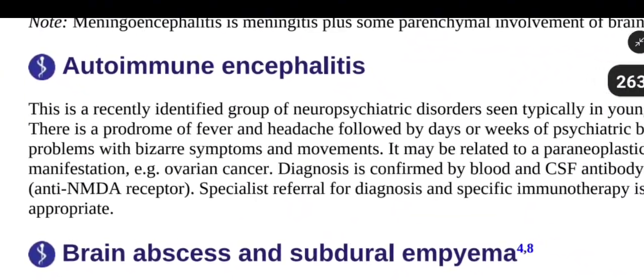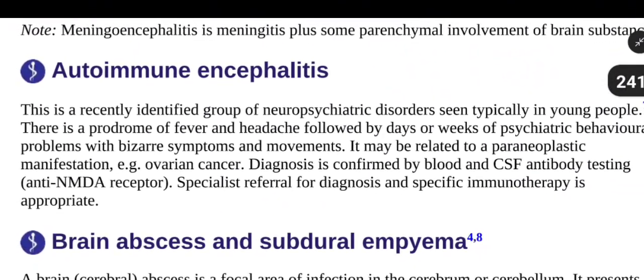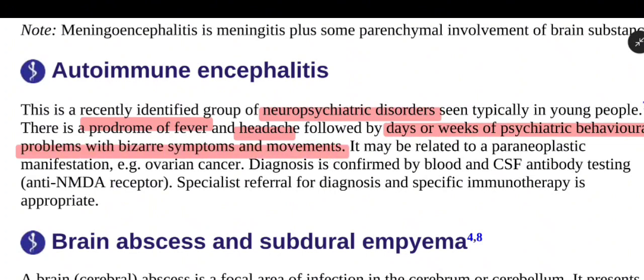Autoimmune encephalitis is actually a newly identified neuropsychiatric disorder. It has a prodrome of fever and headache that is followed by days or weeks of psychiatric behavior problems with bizarre problems and movement, confirmed by blood and CSF.